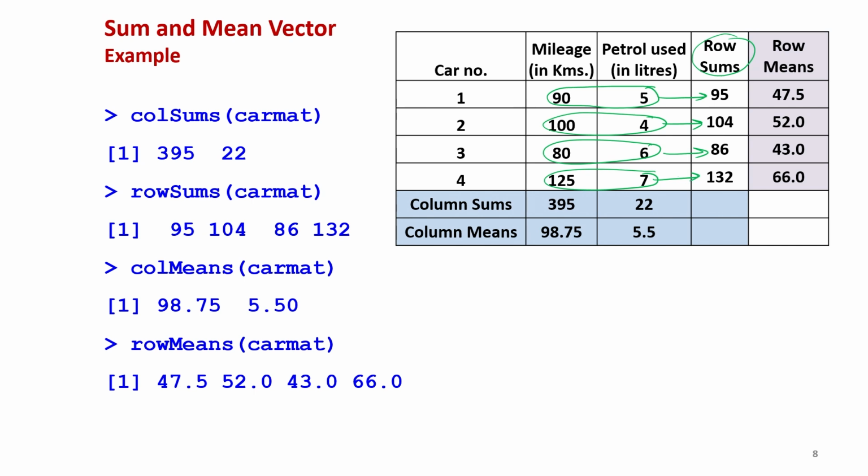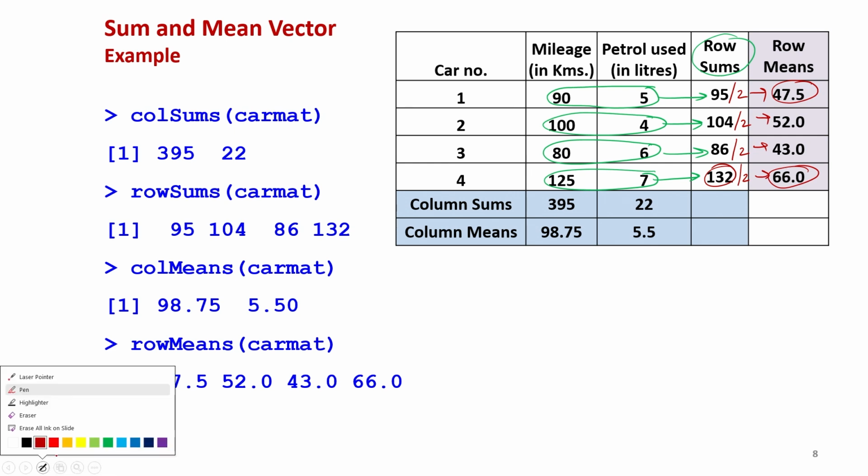And when I try to find their arithmetic mean, for example, if I divide the row sums by the number of observations, 2: 95 divided by 2, 104 divided by 2, 86 divided by 2, 132 divided by 2, then we get the row means, right. 95 divided by 2 is equal to 47.5, and similarly 132 divided by 2 is 66.0.